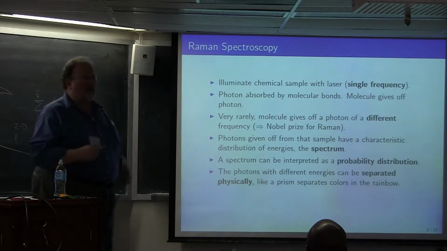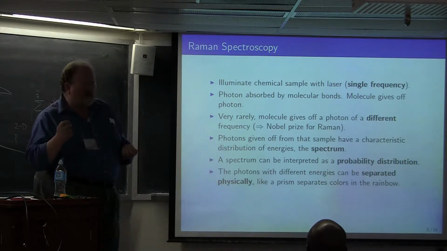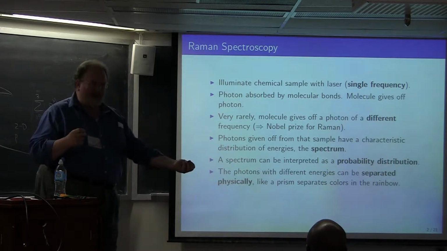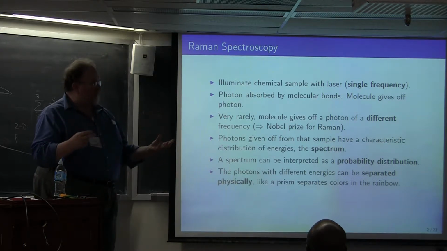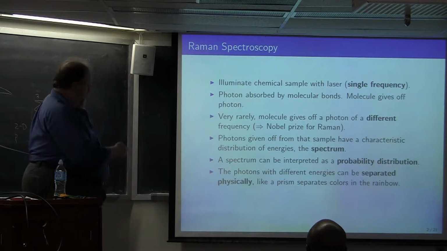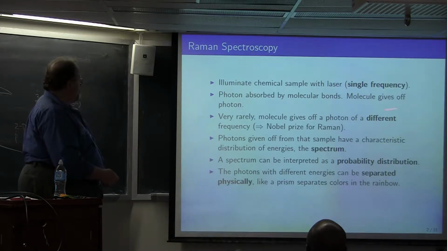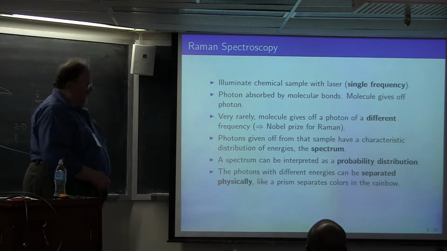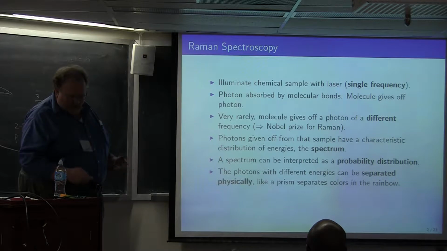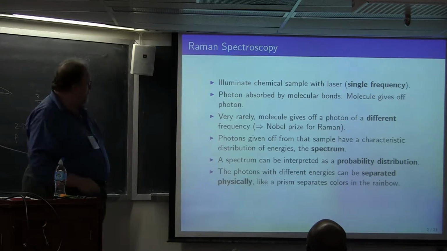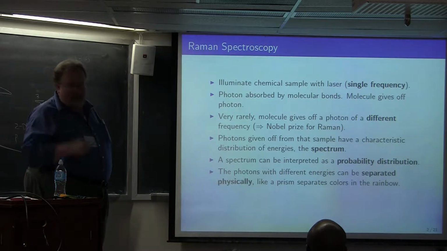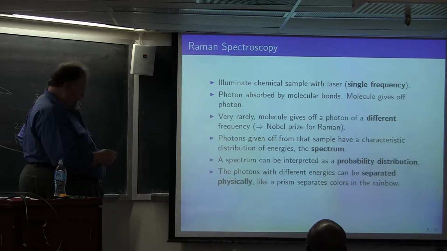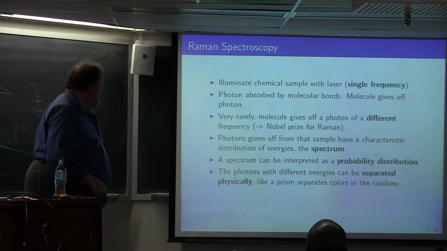Now most of the time, the energy of the photon it gives off is the same as the energy that goes in. That's most of the time. About one time in a million, it gives off a photon of a different frequency, and these photons characterize the chemical bonds, and this led to a Nobel Prize for Raman. He did this in 1930-something with very primitive equipment, no lasers.